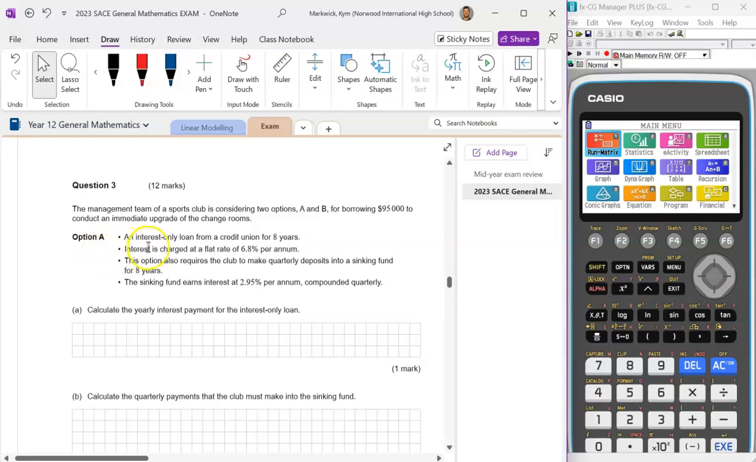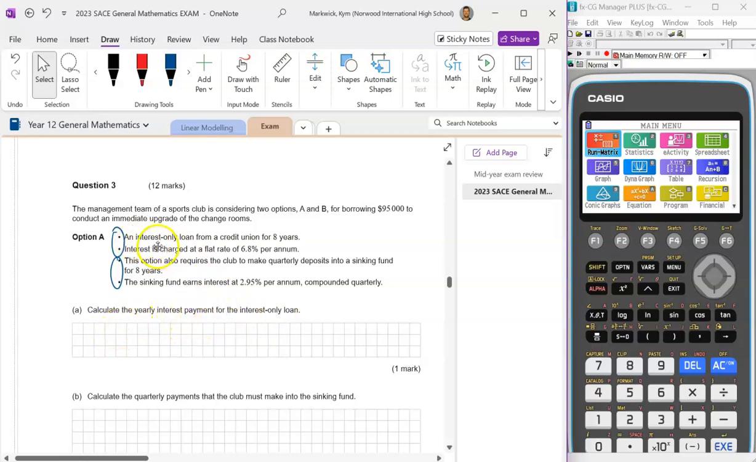Option A is an interest-only loan from a credit union for 8 years with interest charged at a flat rate, so simple interest of 6.8% per year. Along with that, the option also requires the club to make quarterly deposits into a sinking fund for 8 years, and the sinking fund earns interest at 2.95% per annum, compounded quarterly. So there are 2 parts here, basically: the sinking fund and the interest-only loan that they're taking out. Remember, the sinking fund's kind of like a savings account until they save up that $95,000 to pay off the loan completely.